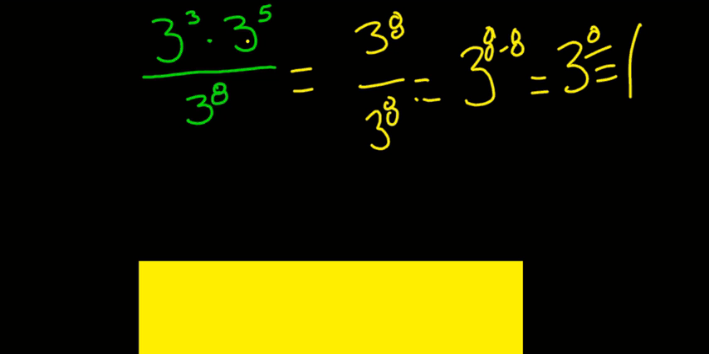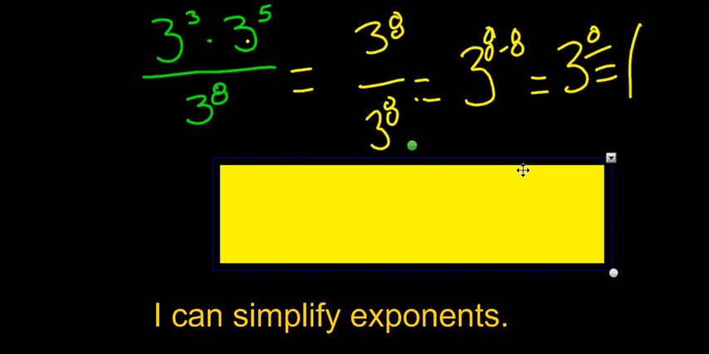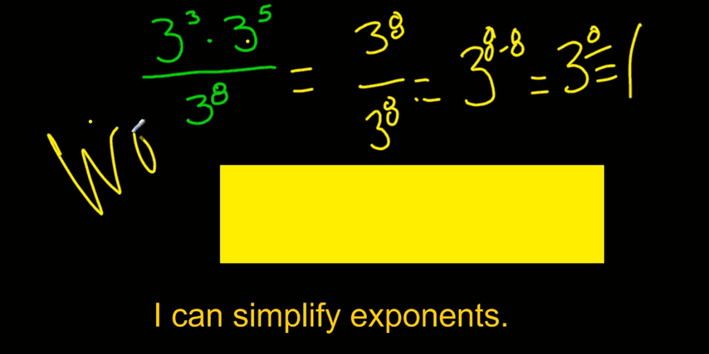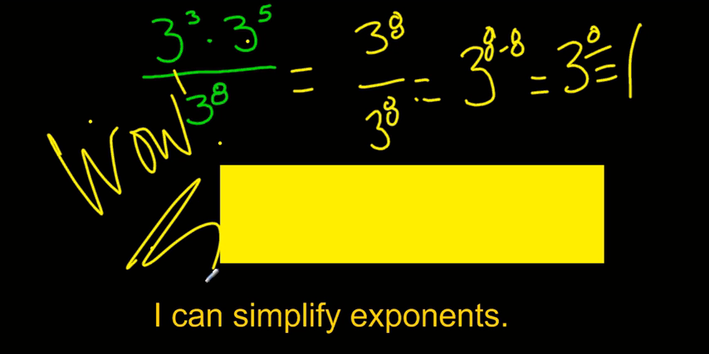A whole bunch of different steps in there. So if you can do all of that, you can multiply things with exponents, divide them, you can recognize the 0 power and negatives, then you certainly, my friends, can simplify exponents, and you're in great shape, and I would give you a super big wow. You're super fantastic. Way to go.